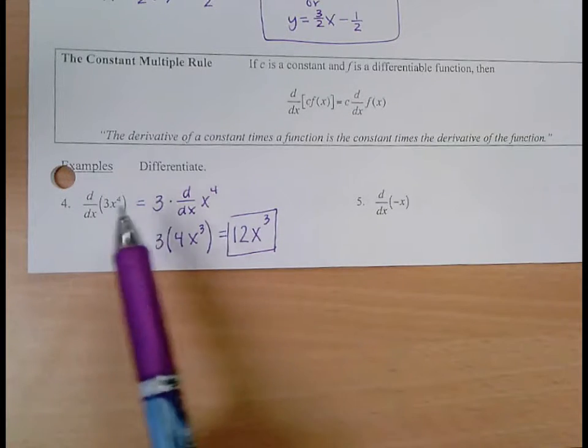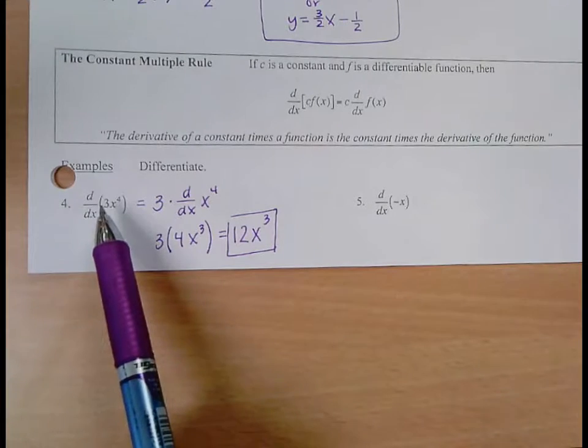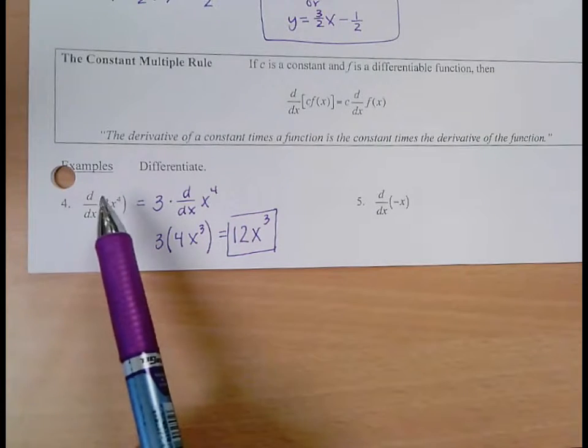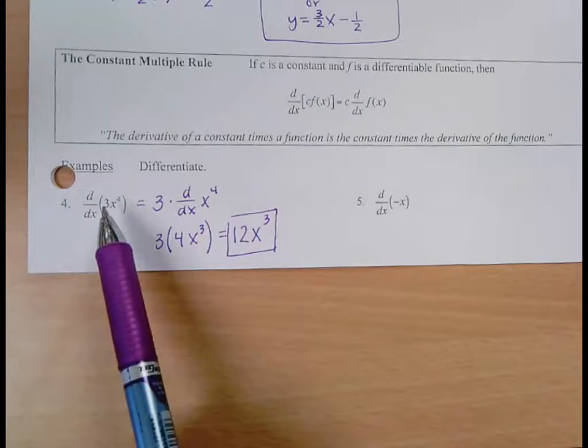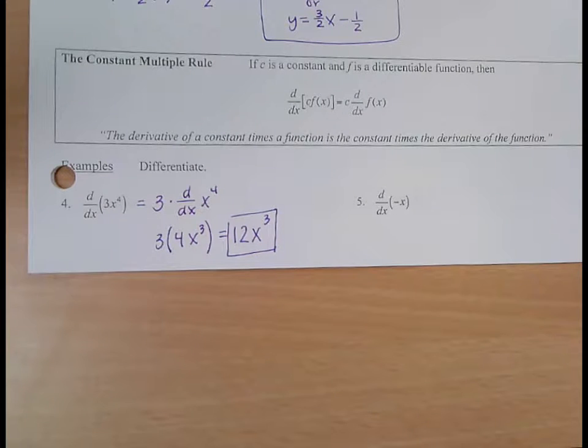So basically, if there's already a coefficient on your term when you're using the power rule, when you bring the exponent down in front as a coefficient, you multiply by the coefficient that's already there. And then you still take 1 away from your exponent.